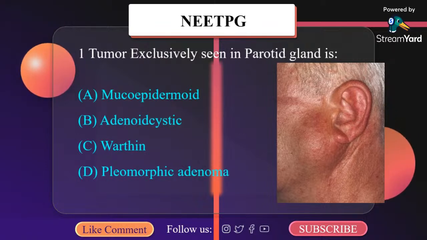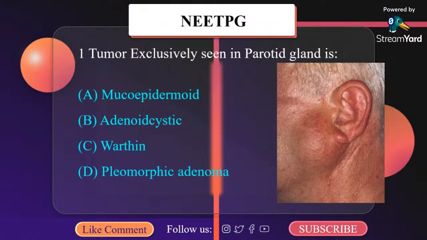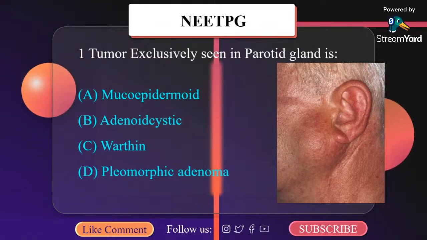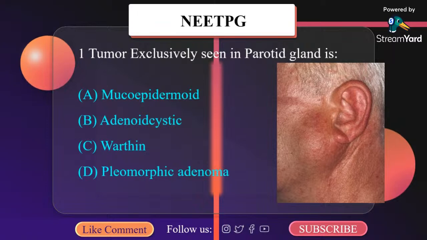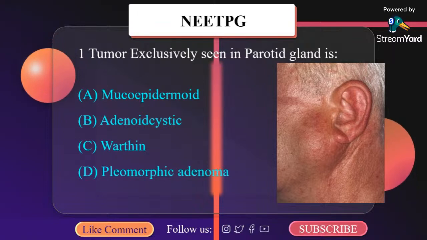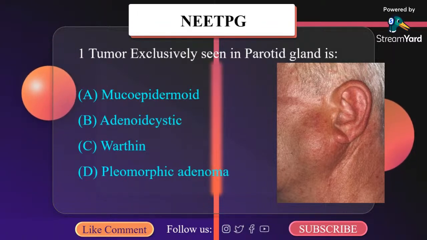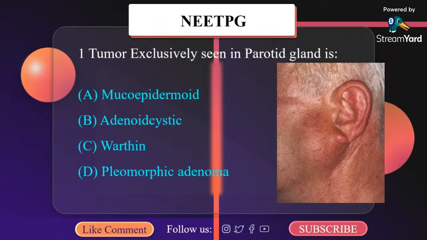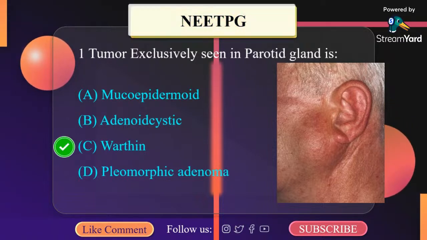Warthin tumor, the salient features: occurs exclusively in the parotid gland, most common in males, most common in smokers, most common in the lower pole of the parotid gland, and that is at the angle of mandible. And 10% of cases are bilateral. So the correct answer here is C.